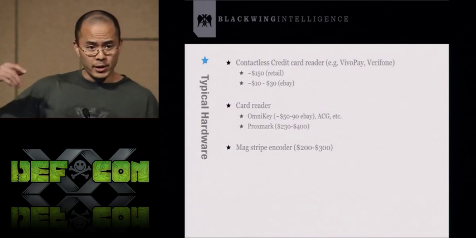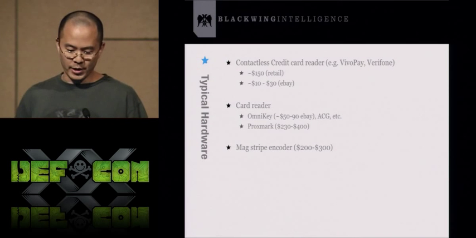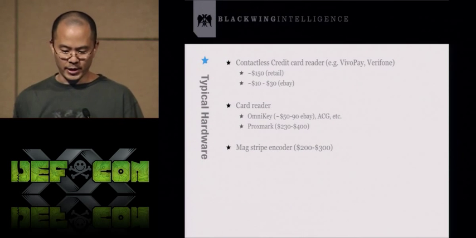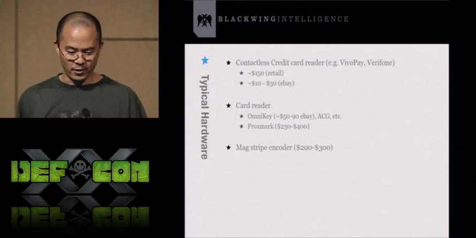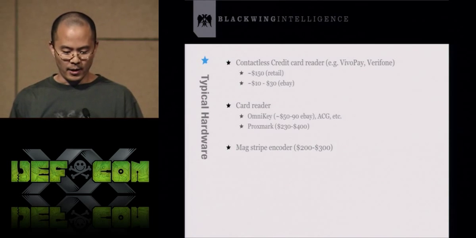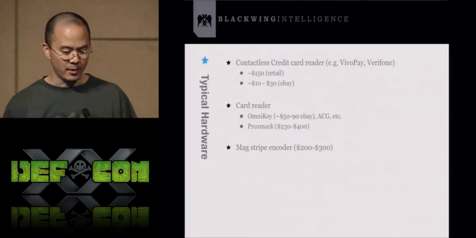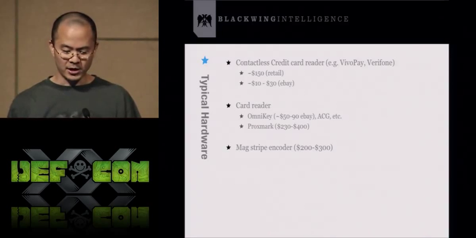Now, in order to use some of the scripts and software on that previous slide, here's some of the hardware that you would need. A contactless credit card reader. Popular brands are VivoPay and Verifone. If you want to buy at retail, they start probably around 150 bucks. You can get them off eBay for about 10 to 30 bucks if you find them at the right time. There aren't actually that many on eBay.